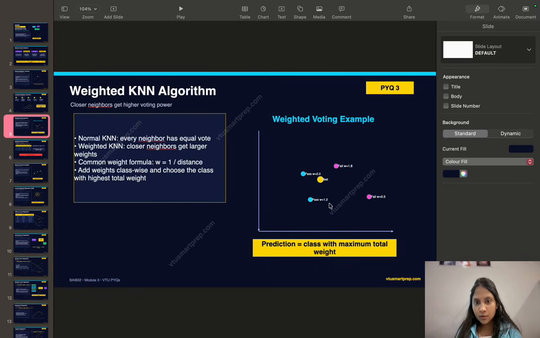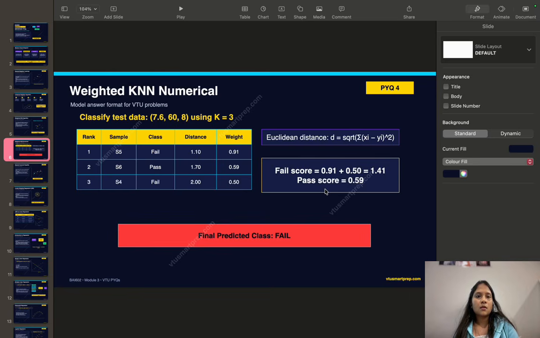Here 2.0 plus 1.2, and next you calculate 1.8 plus 0.5. If we calculate, you are going to get the highest or maximum value for the pass class, so this test data will belong to the pass class. That's what I'm trying to say. I hope it's clear. These are the main points which you have to remember for weighted KNN. They can also ask you numerical problems for weighted KNN.